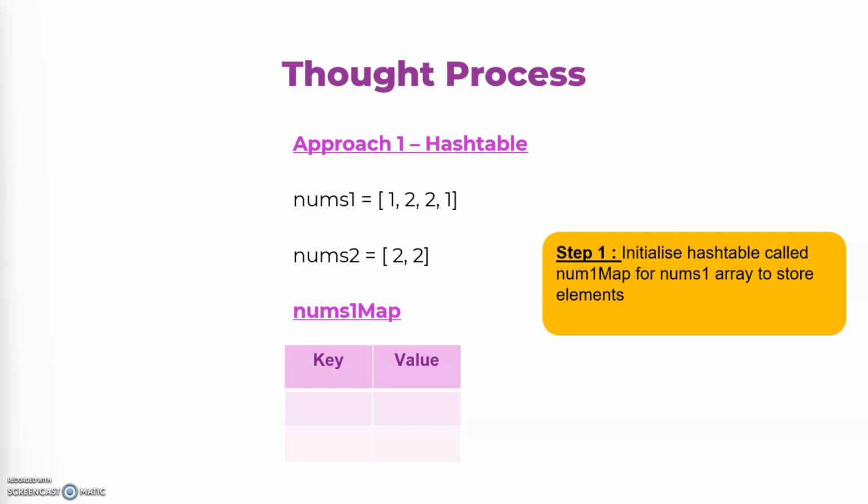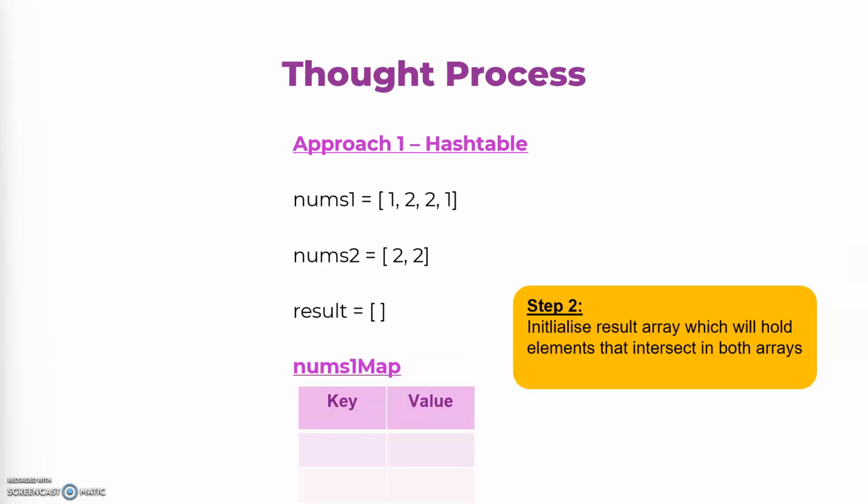In this approach, we are going to use the hash table. So as a step 1, we can initialize the hash table called nums1 map for the nums1 array to store the element. So it is a map, so we are going to store the key value pair. Key as in the element, value as in the frequency of the occurrences of each element. Step 2. In this step, we can initialize the result array, which will hold the elements that intersect in both arrays. That is the result that we are going to return.